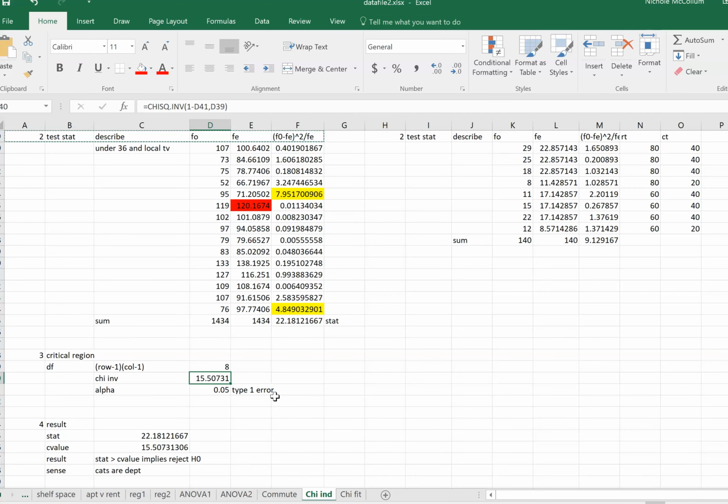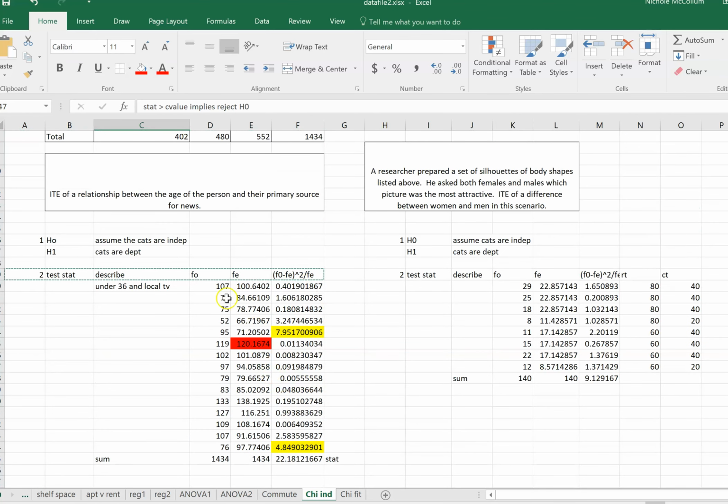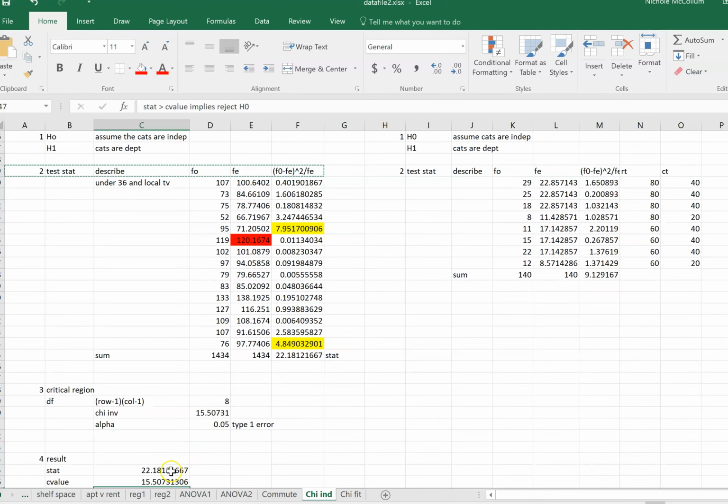All right, once we got these two numbers, the statistic and your critical value, you can make your conclusion. Since my statistic is above the critical value, you're going to reject. That's always true. If your statistic is more than your critical value, you always reject H naught. What does that mean? We'll go back up to H naught. H naught, we assumed they were independent. Well, I'm now rejecting that statement, which means I believe the categories are dependent.